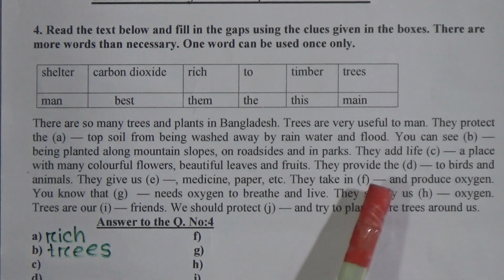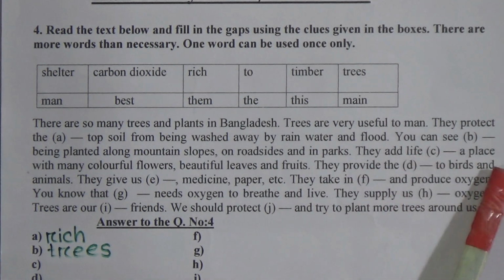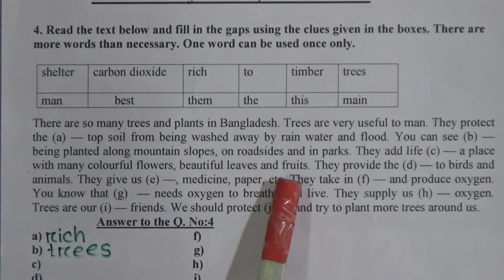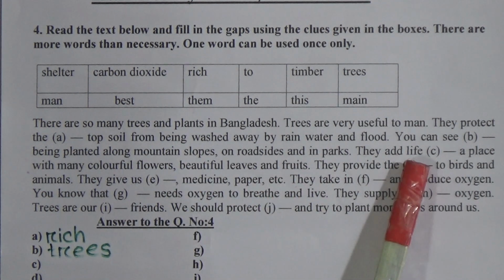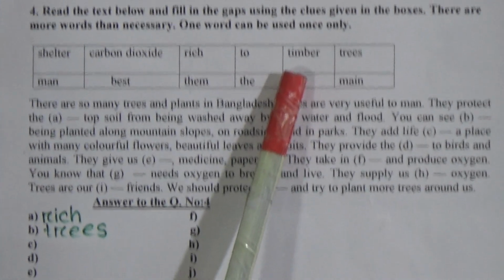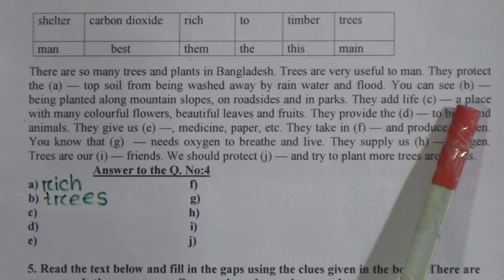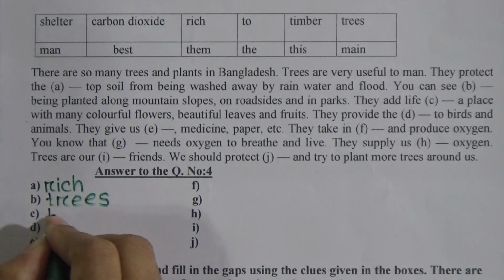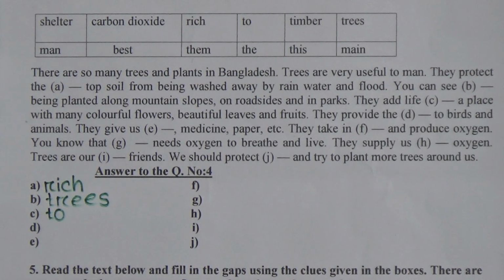Now another sentence, they add life dash a place with many colorful flowers, beautiful leaves and fruits. They add life. Can you get the word? They add life to a place with many colorful flowers. In number C we have to write to.